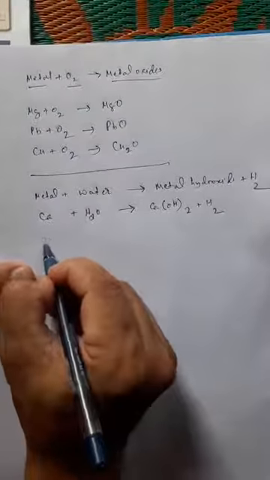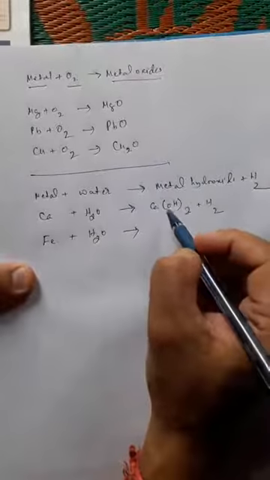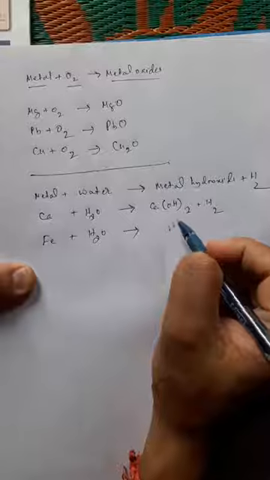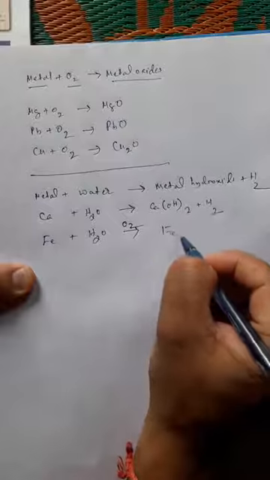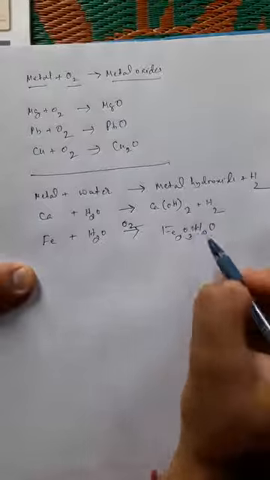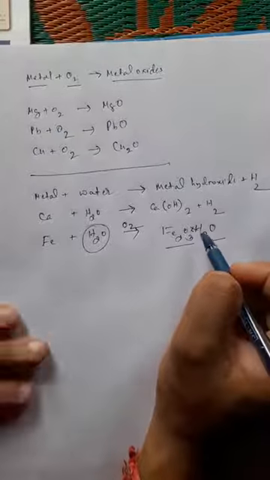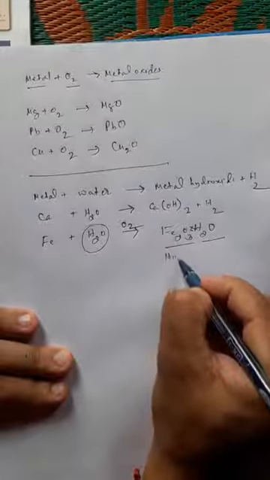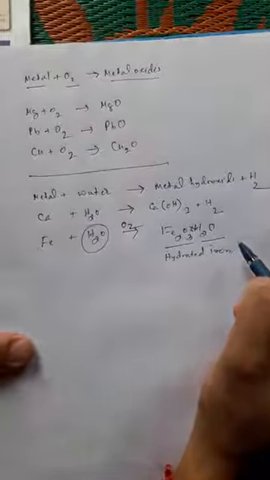Likewise, let me write with iron, Fe and H2O. You are going to get, in presence of oxygen, Fe2O3.xH2O. We don't know how many molecules of water will be there in crystallized form. So we can say this as hydrated iron oxide.